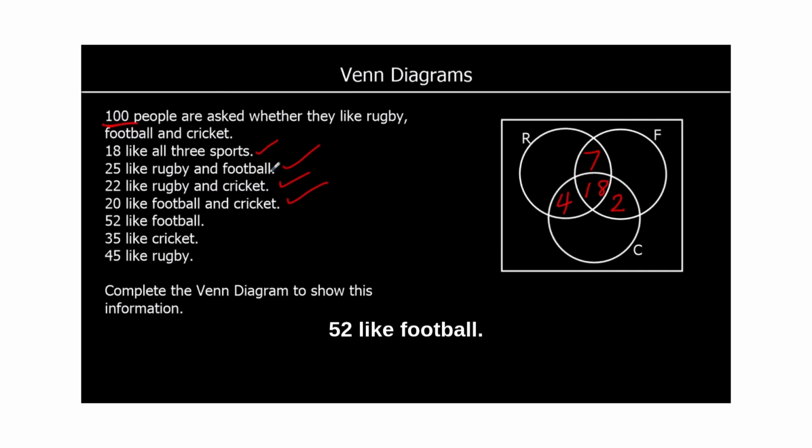52 like football. So far, our football circle is, well, 18 and 2 make 20, plus 7, 27. So how many more do we need? 52 take away 27 is 25. So 25 just like football.